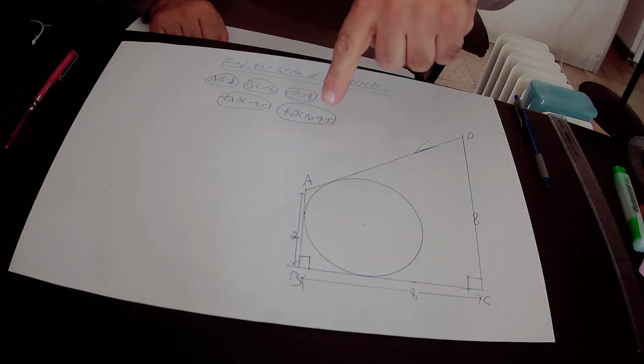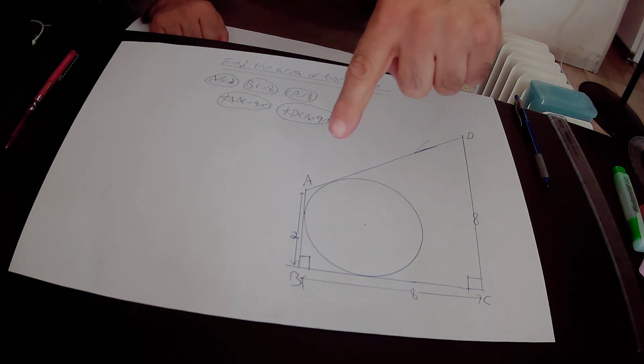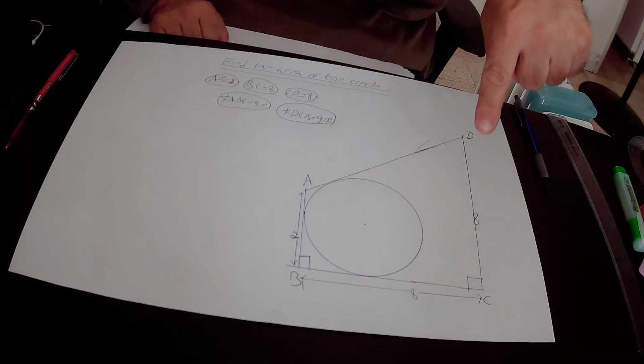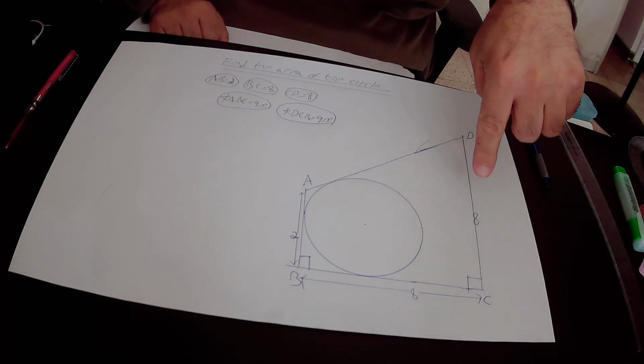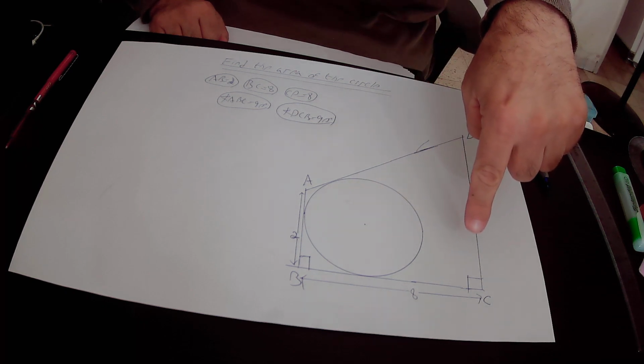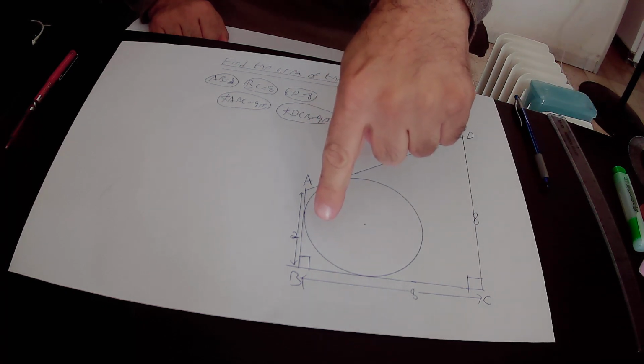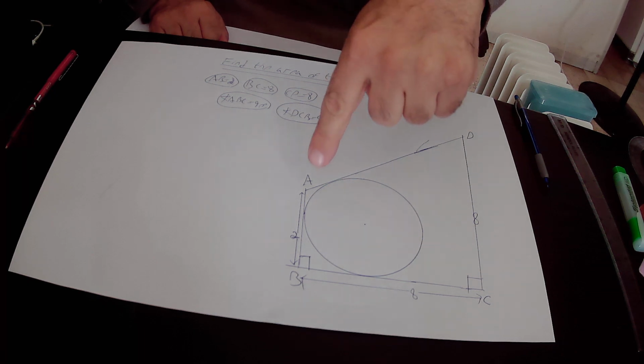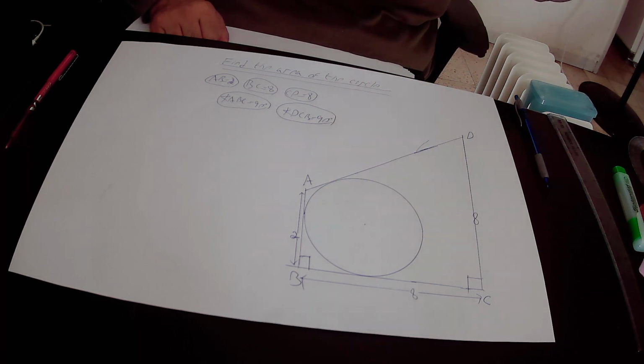You know that side AB equals 2 units in length, side BC equals 8 units in length, side DC also equals 8 units in length, angle DCB equals 90 degrees, and angle ABC is also equal to 90 degrees. Our mission is to find the area of this circle.